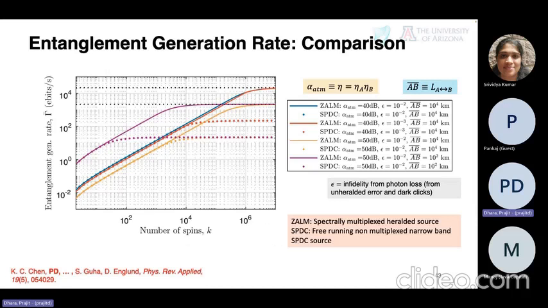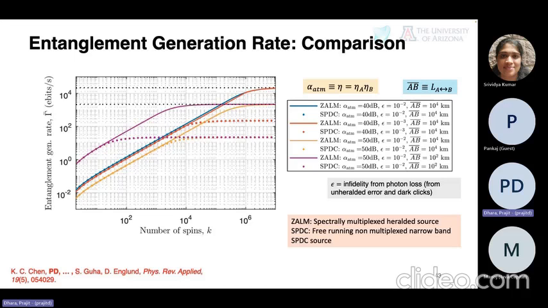And what we can show is a head-on comparison of what would happen if I use my spectrally multiplexed heritage source, which we call zero added loss multiplexing, or ZALM over here, versus an SPDC source. Given how many spins I wanted to have, and comparing the achievable entanglement generation rate, SPDC peaks out at some theoretical cap much, much earlier than the multiplexed source, because the SPDC can only be driven at a certain input power. Anything else is going to give us noise. So to achieve a fidelity, here marked as infidelity epsilon, I cannot drive it super hard.